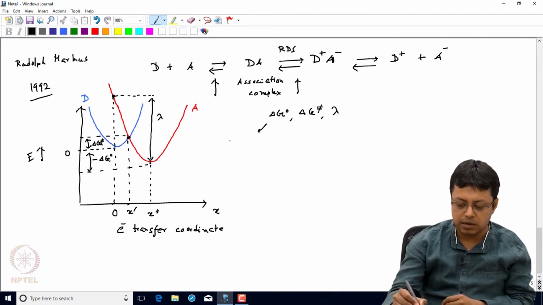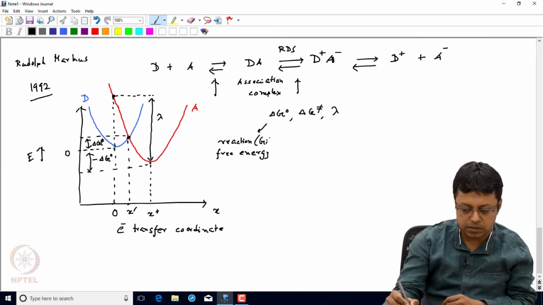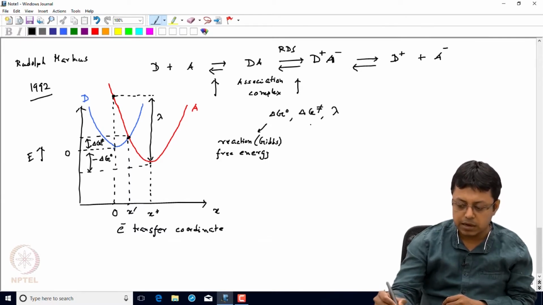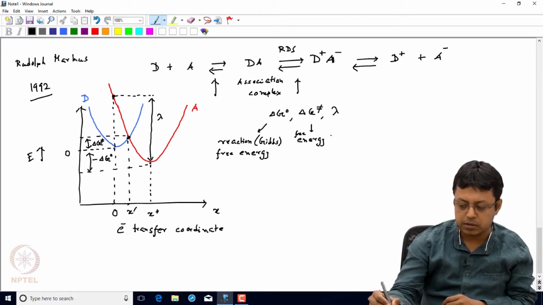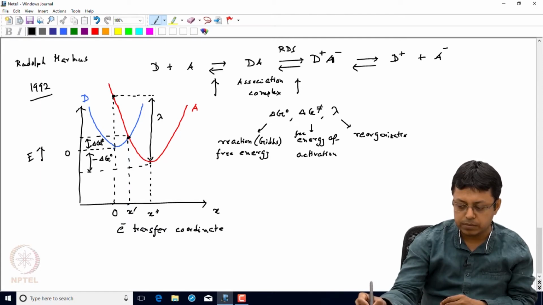So basically this is the reaction free energy, or free energy of the reaction. So again, this free energy means this is the reaction Gibbs free energy. Delta G dagger is nothing but the energy of activation, or again it's a free energy of activation. And lambda, one of the most important parameters, is known as solvent reorganization energy, or simply reorganization energy.